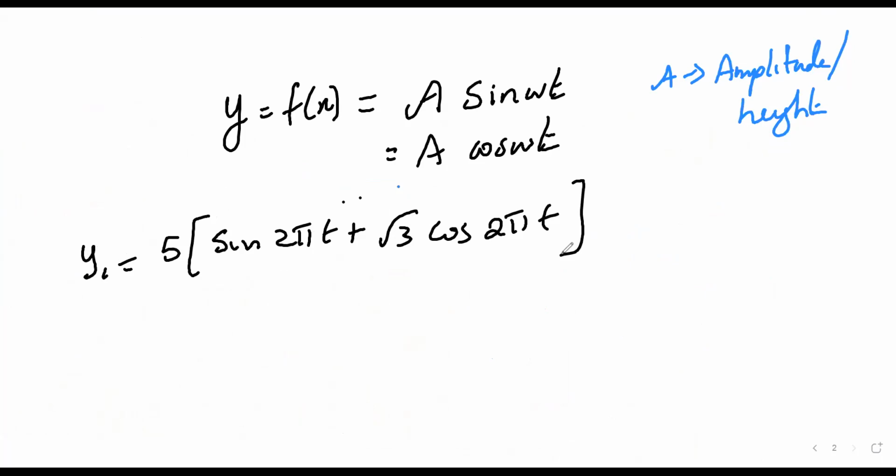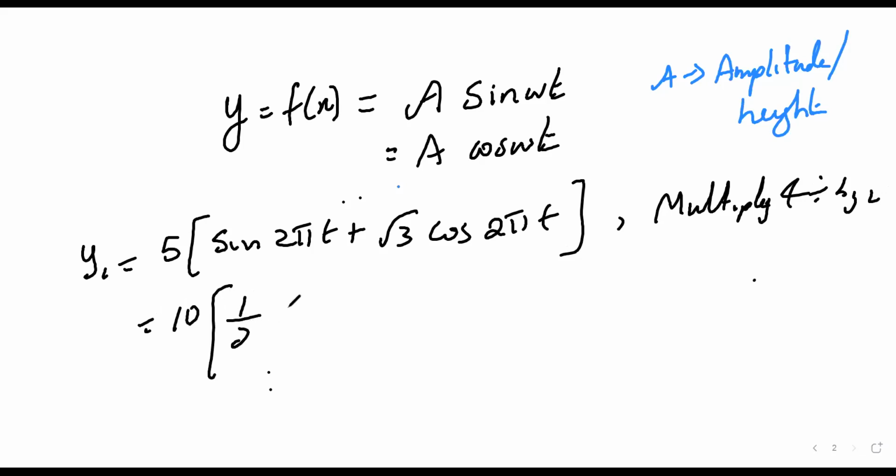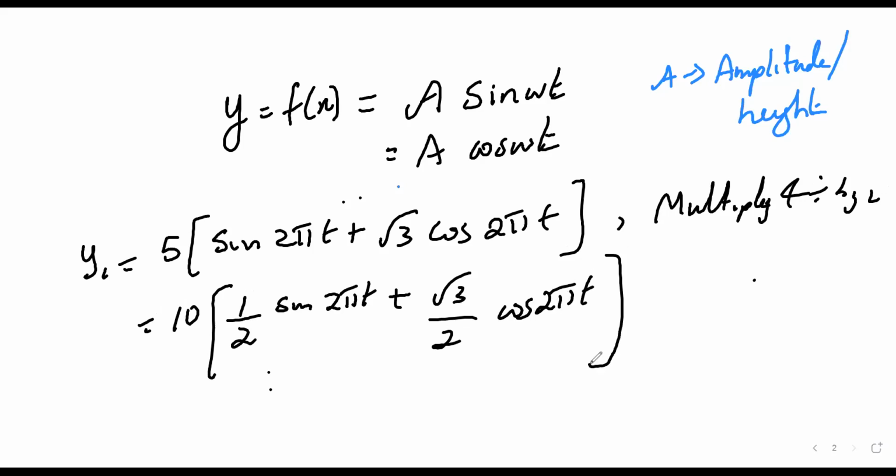Yes, I have to use some trigonometric function here. So directly I can put it here. If I want, I can multiply and divide by 2. So if I multiply and divide by 2 in this equation, I'll write here 10, multiplying this thing, and I'll write here half of sine 2 pi t plus root 3 by 2 cos 2 pi t. So now it's very easy for me to do it.